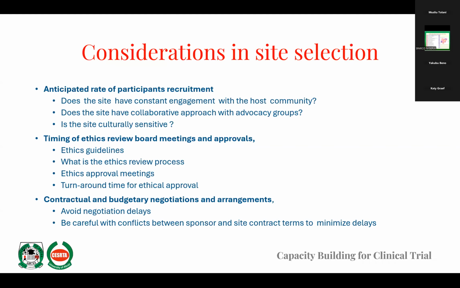Then look at the turnaround time for ethical approval. Some ethics committees take more than 1 or 2 months to approve studies. So look at those timelines to be able to guide your planning in the studies.